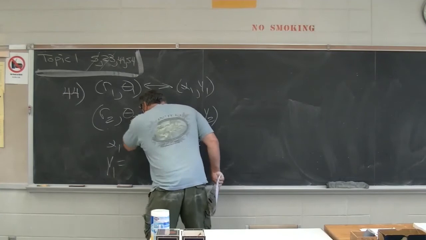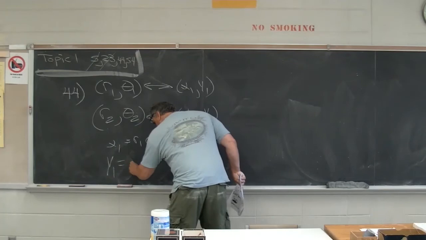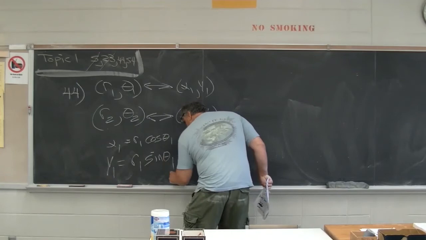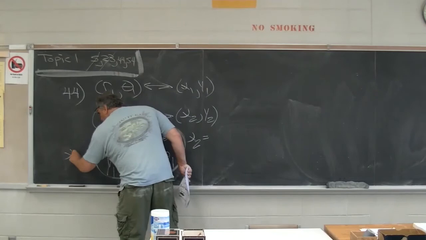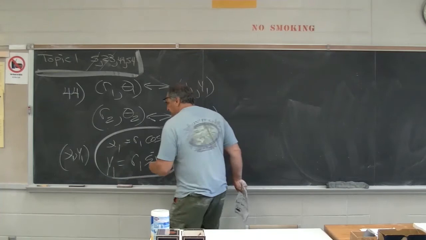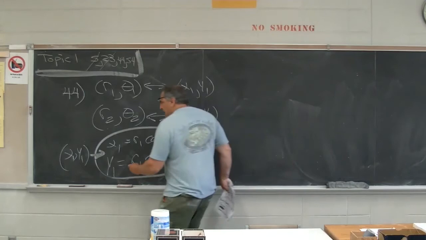We got x1 is r1 cosine theta 1, y1 is r1 sine theta 1. And this is what we're talking about regarding x1, y1. X1, y1 is going to look like this. We'll make this a little more legible, guys.